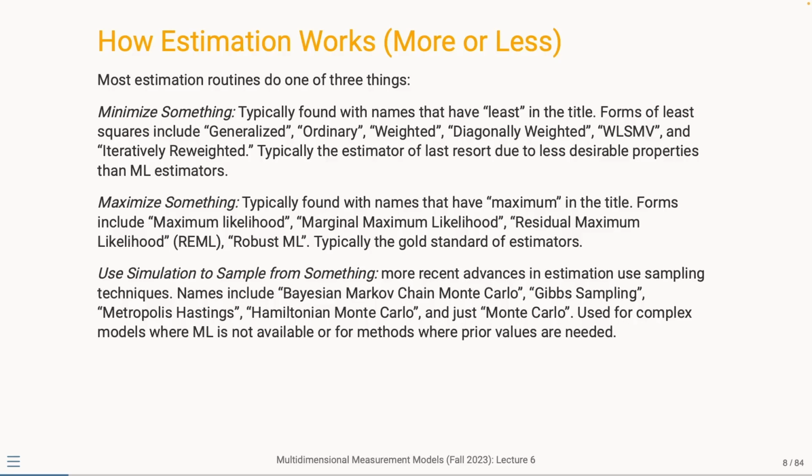Finally, simulation to sample from something. Those of you who took my Bayes class, you know what that is, right? Markov chain Monte Carlo, what are we sampling from? The posterior distribution, correct. And then there's all sorts of names from that: Gibbs sampling, Metropolis-Hastings, Hamiltonian Monte Carlo, and then Monte Carlo itself. You may even combine some of these.